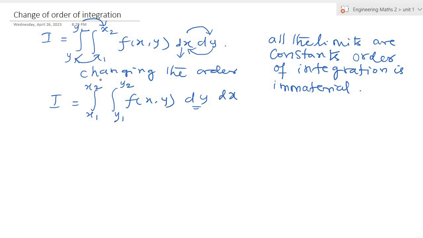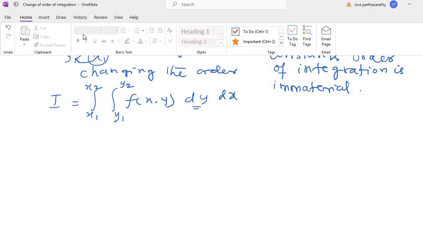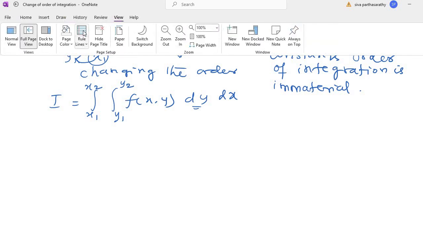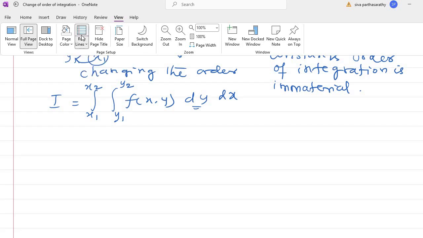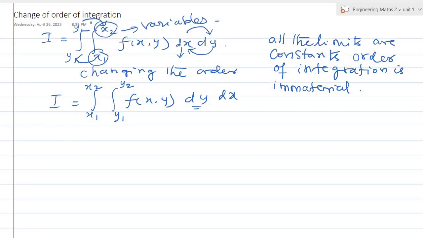In case the inner integration limits are variables, then simply we are not able to change the order. Some rules and regulations are there. So in this, at least we can see this one. You can read the rule. Fine.